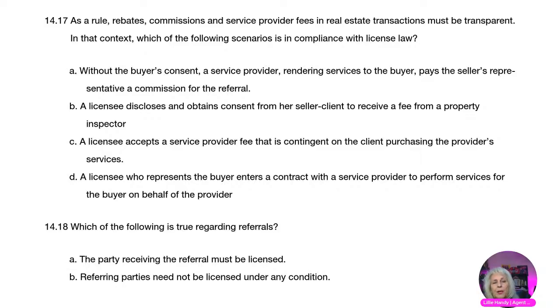Okay, so it is transparent. Everyone is aware. The client is aware, the seller or the buyer. The first one says without the buyer's consent, so it's not transparent. C says a licensee accepts a service provider fee that is contingent on the client purchasing the provider's services, but it wasn't transparent to the client, right? Or D, a licensee who represents the buyer enters into a contract with the service provider to perform services for the buyer on behalf of the provider. Did they disclose it? Was it transparent? No. And that may not be acceptable. It's not in compliance with license law.